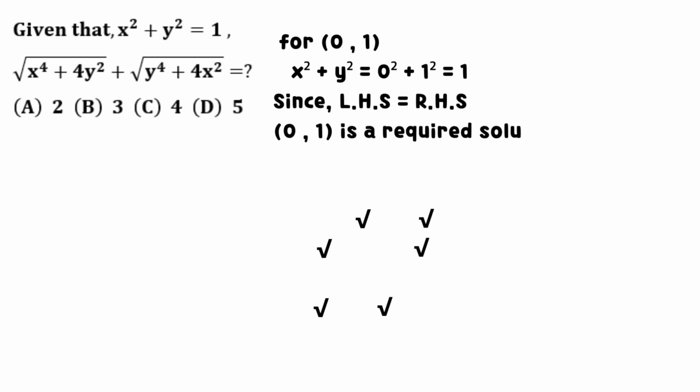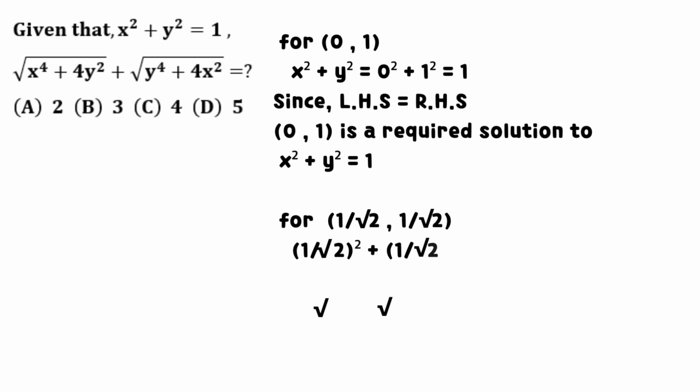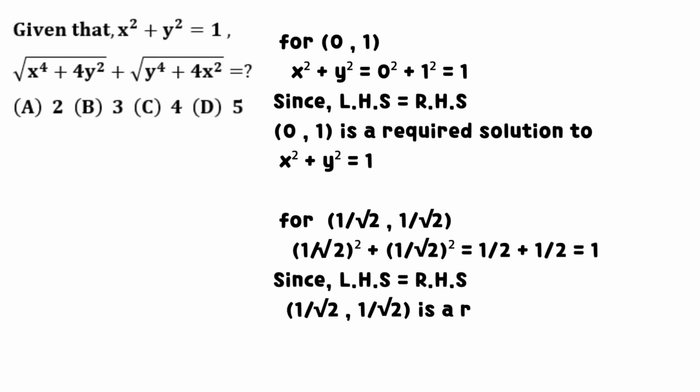For 0 and 1, the sum of the square of x and the square of y equals the sum of the square of 0 and the square of 1, which equals 1. Since LHS equals RHS, 0 and 1 is a required solution to equation 1.